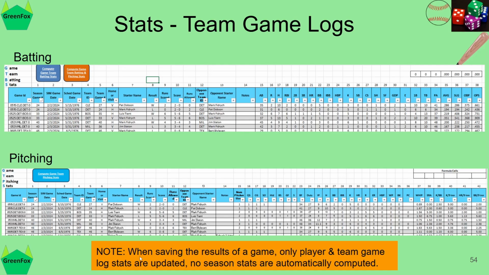And this note at the bottom I'll mention here: when you save the results of a game in a league, only the player and team game log stats are updated. No season stats are automatically computed when you save your game. You can always compute them whenever you want to, but it doesn't automatically do it.